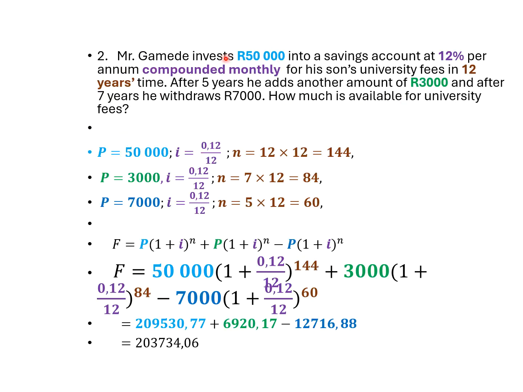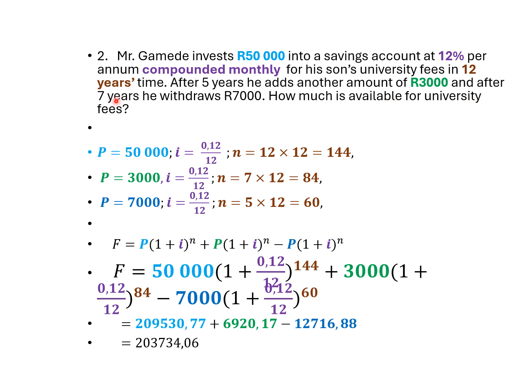Mr. Gamere invests 50,000 into a savings account at 12% per annum compounded monthly for his son's university fees in 12 years time. After 5 years, he adds another amount of 3,000, and after 7 years, he withdraws 7,000. How much is available for university fees?